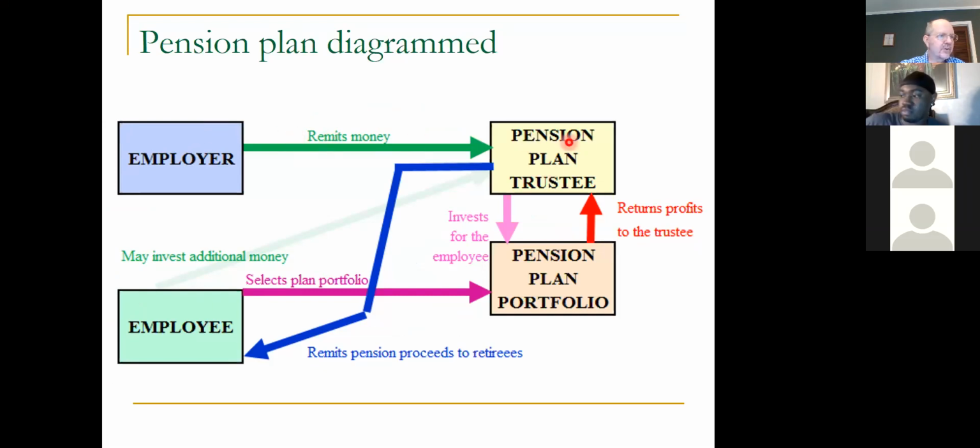remits money that goes into the pension plan. The pension plan fund, the company is a trustee, meaning that they take care of money that doesn't belong to them. The employee may invest additional money that goes into the pension plan. The trustee takes the money and invests it in a portfolio for the employee. The employee often will select the investments that are in his or her portfolio. When these investments are made, the interest, dividends, and capital gains are returned to the pension plan trustee, who reinvests them. And then when it's time to retire, the trustee remits the pension proceeds from the fund to the retirees.